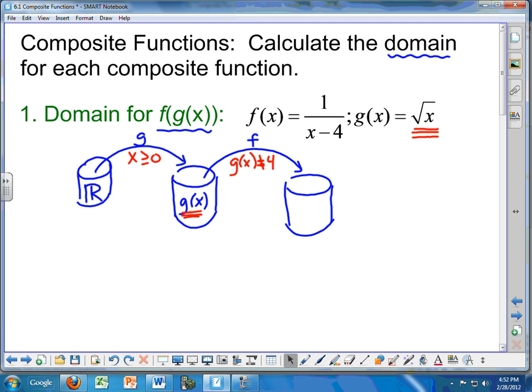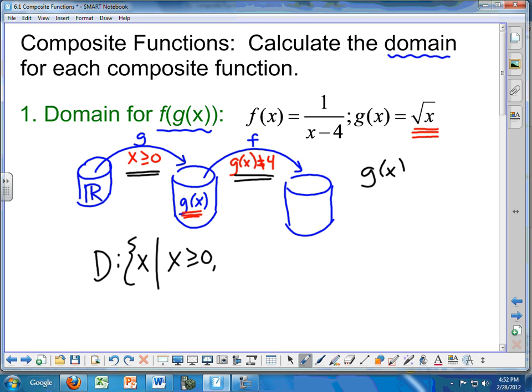Underneath here, I'm going to start constructing my domain. So the domain is going to be, first of all, immediately, the first part: x greater than or equal to 0. And then in the second part, I have to ask myself, what about this g of x? Will g of x ever equal the number 4? Well, I don't know. I'll have to check. So let's take this number 4 and set it equal to radical x. Will that ever equal 4?